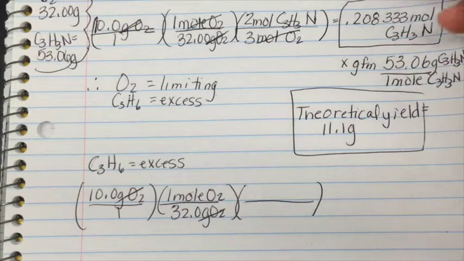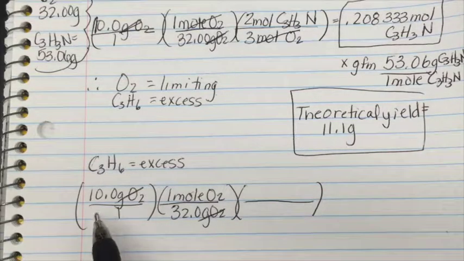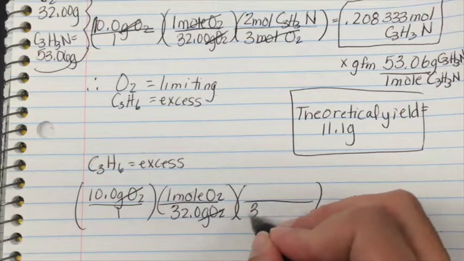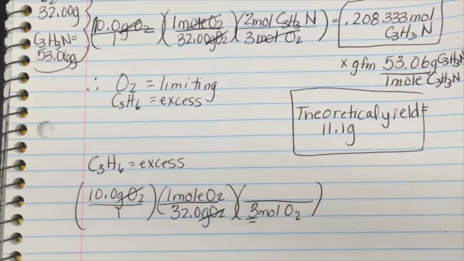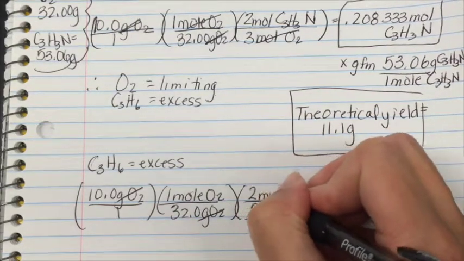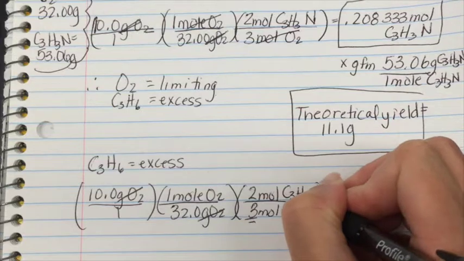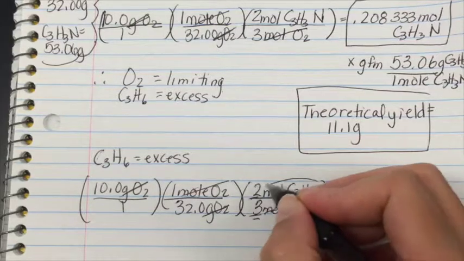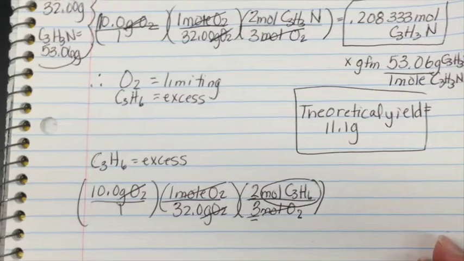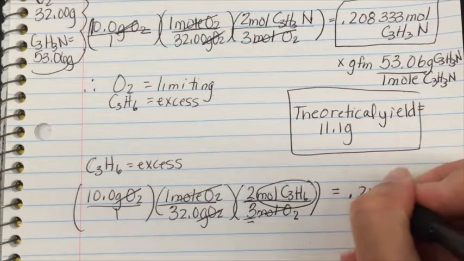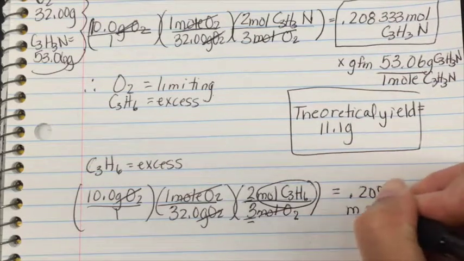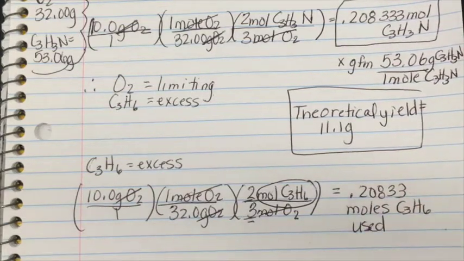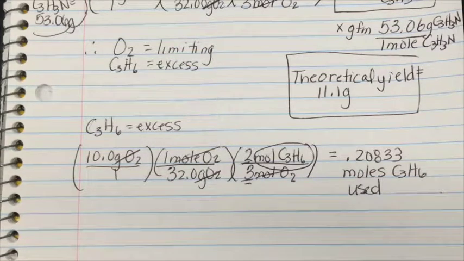So we're going to use the coefficients from the balanced equation, and now that we're starting again with our limiting reagent, we're saying, okay, we're in moles of oxygen now, and for every 3 moles of O2, because that's the coefficient of oxygen, we use 2 moles of C3H6. That's the coefficient of C3H6. And now moles of oxygen are canceled, and our final answer will be in moles of C3H6. And we use 0.20833. I just didn't round that out of the calculator for significant figure purposes.